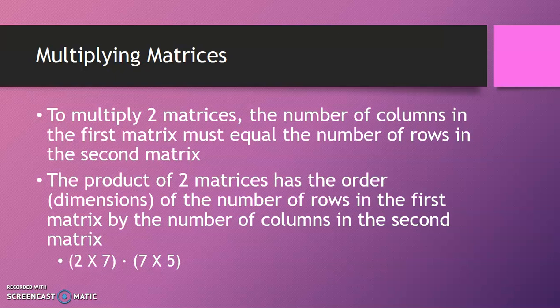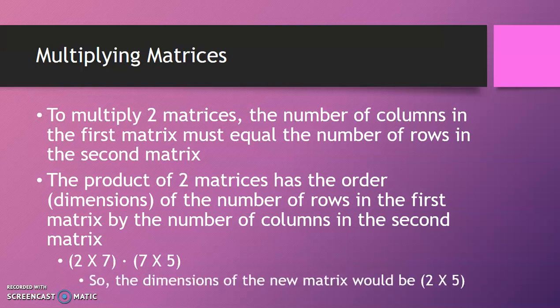So the new dimensions after I've multiplied can be found by looking still at the dimensions here. You take the 2 from the first matrix and the 5 from the second matrix, the number of rows from the first and the number of columns from the second, and that's going to be the dimensions of your new matrix. So the new dimensions would be 2 by 5. Again, to sum that up, the middle numbers, the 7 and 7, need to be the same number in order for you to grab the first and the very last number for your new dimensions.